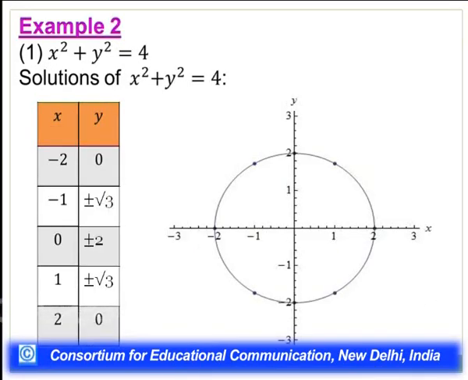Let us look at the next example. The next example you would recognize as a circle, I'm sure. So our equation here is x squared plus y squared is equal to 4. Now here, if we look at possible solutions for this equation, I could, for example, substitute x equal to minus 2 to get y equal to 0. So here what we can do is write y as plus minus square root of 4 minus x squared, and then get the corresponding values for y.